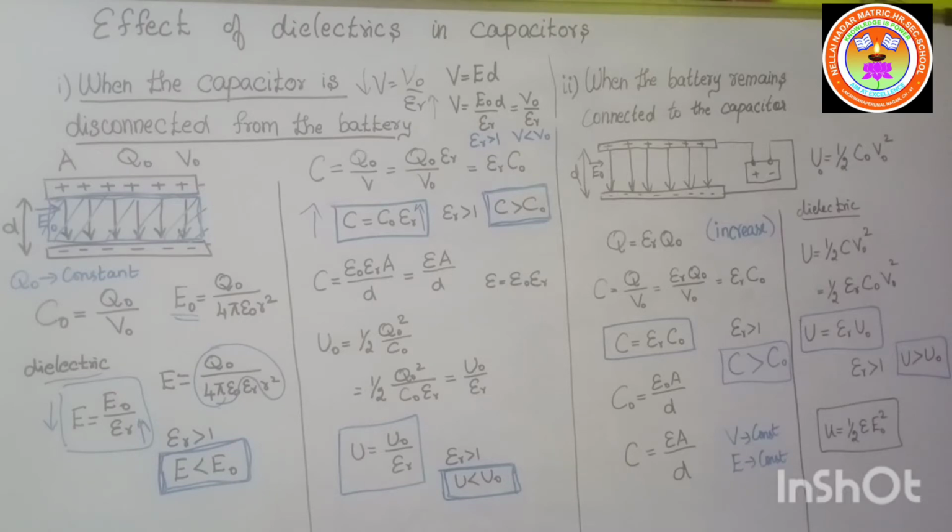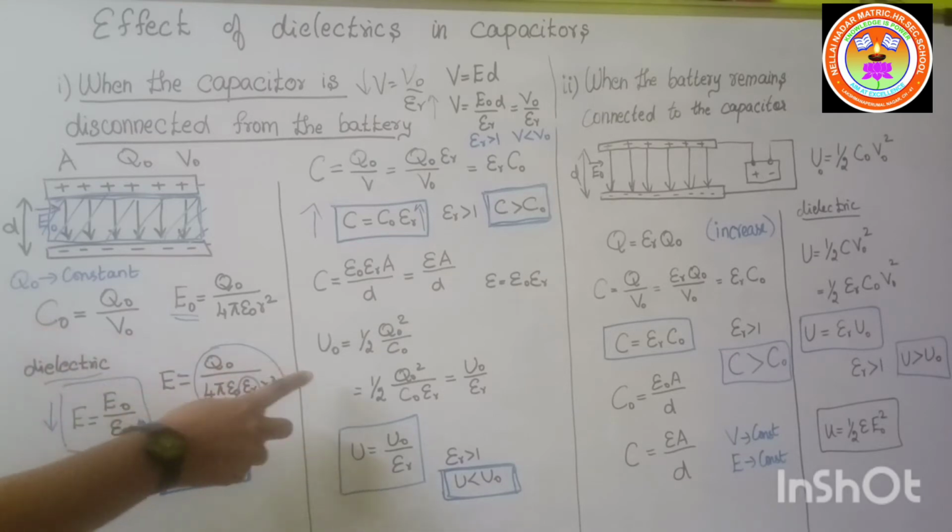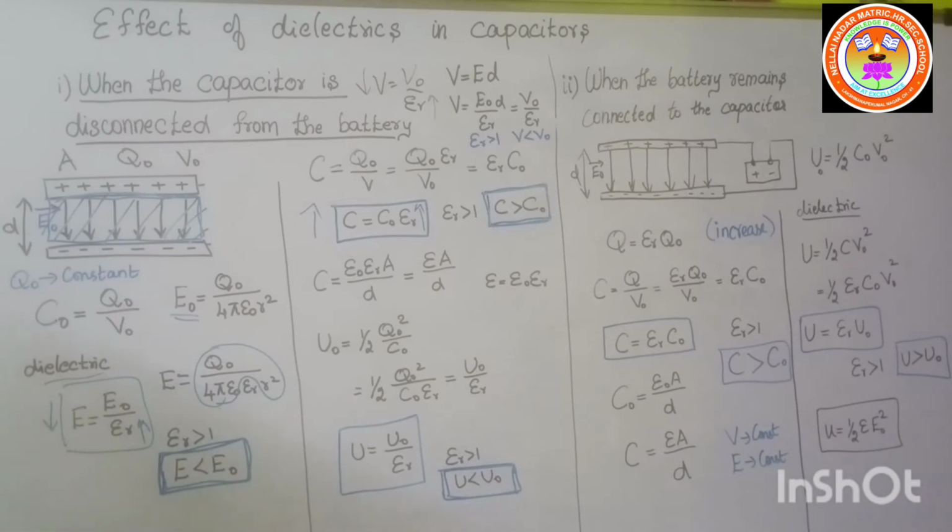Next you are going to calculate the energy stored in the capacitor before placing the dielectric. Before placing the dielectric, we have the charge Q naught and the capacitance C naught. So we can write U naught is equal to 1 by 2 Q naught square by C naught. That is before placing the dielectric.